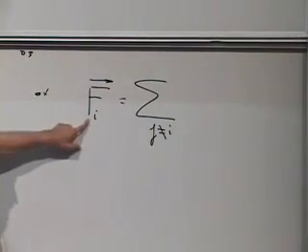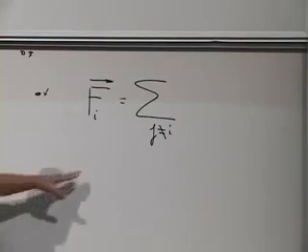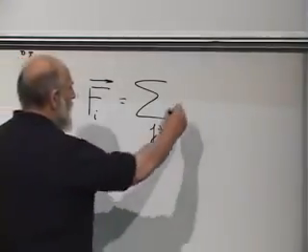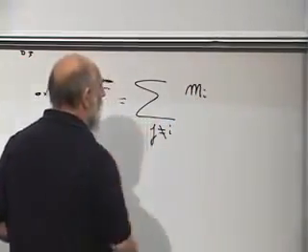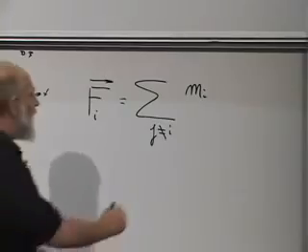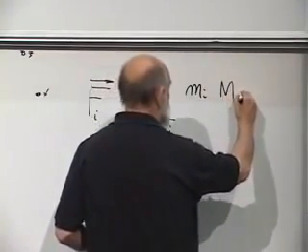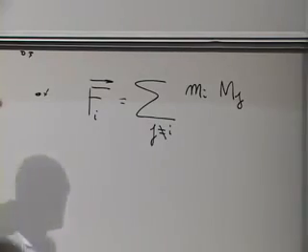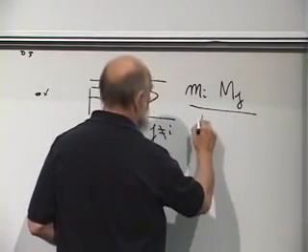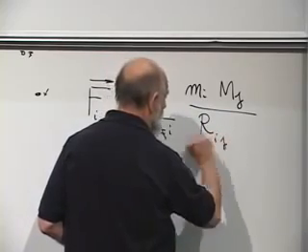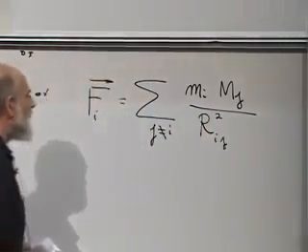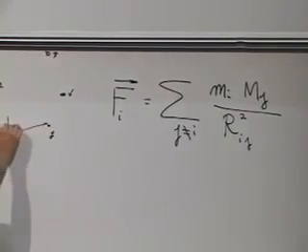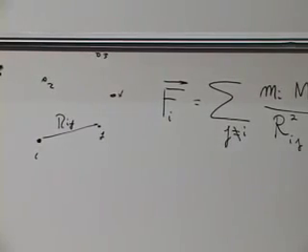So the force on the first particle doesn't come from the first particle. It comes from the second particle, third particle, fourth particle, and so forth. Each individual force involves m sub i, the mass of the ith particle, times the mass of the jth particle. Product of the masses divided by the square of the distance between them. Let's call that Rij squared. The distance between the ith particle and the jth particle is Rij.